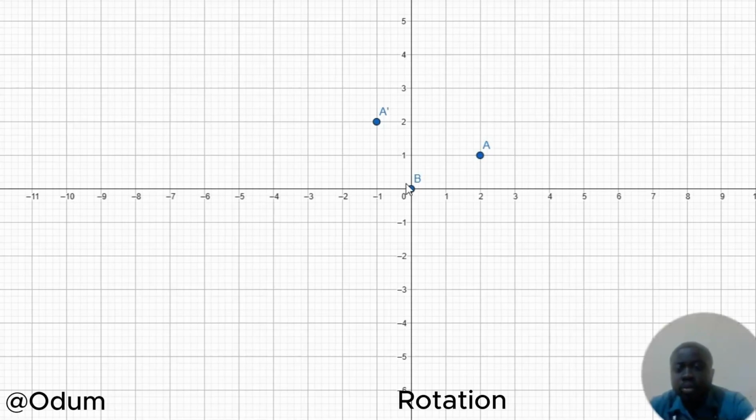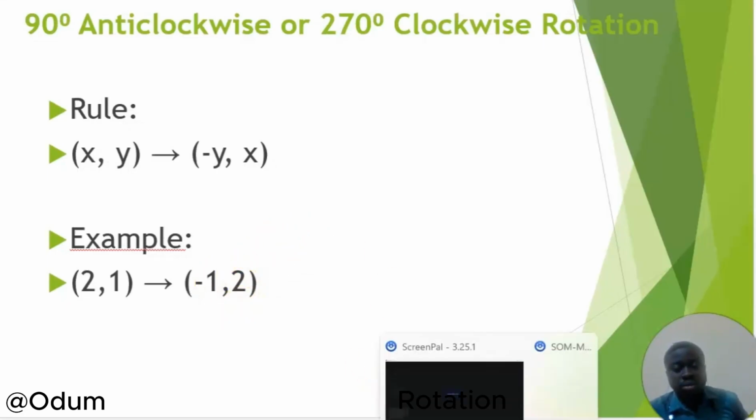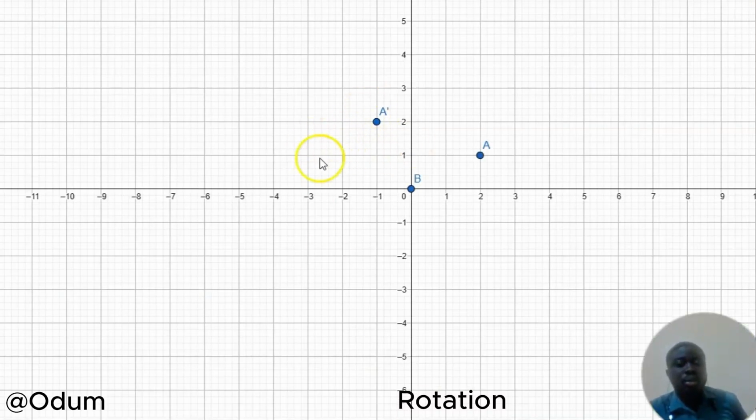Yes. So we have the image here. We have rotated this 90 degrees anti-clockwise. For 90 degrees anti-clockwise, this is the object and this will be the image. Because if this is 2, 1, here you are going to get minus 1, 2, and that is what we have here. So we have rotated this 90 degrees anti-clockwise, or 270 clockwise.